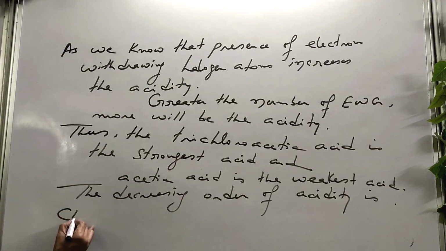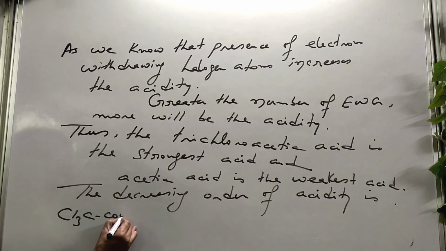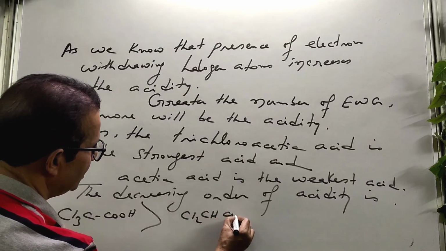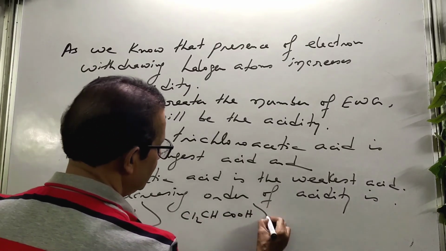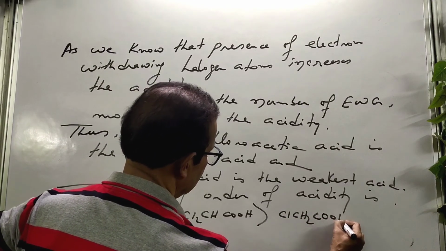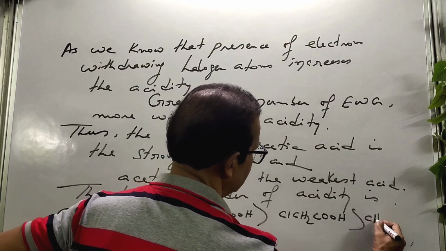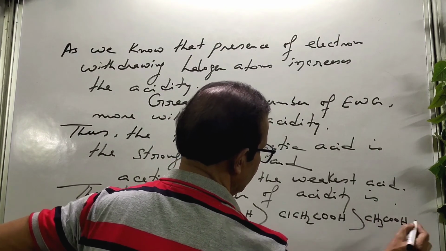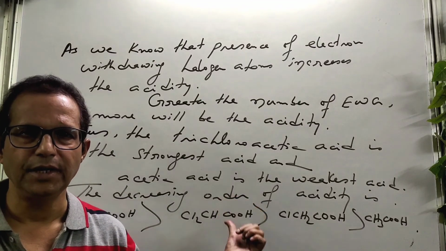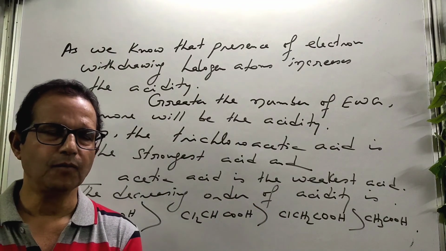So trichloroacetic acid greater than dichloroacetic acid greater than monochloroacetic acid and greater than acetic acid. I think you understand today's topics. Okay.